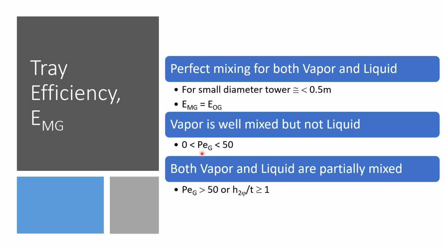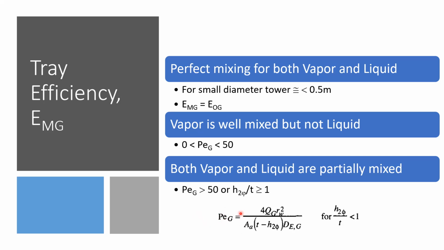So in order to calculate the Peclet number, we need to use this correlation here. Again, this correlation is used for H2 phi over T less than 1, because if it is more than 1, we know we are already in this scenario. If it is less than 1, we have to calculate the Peclet number to know which scenario we are in.